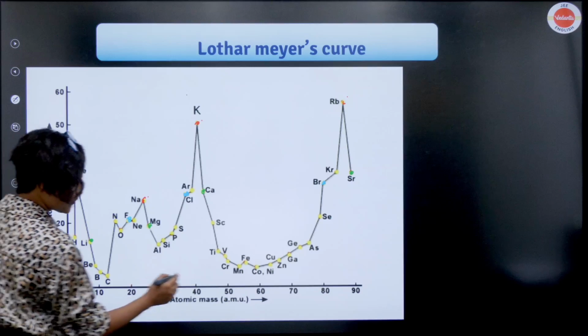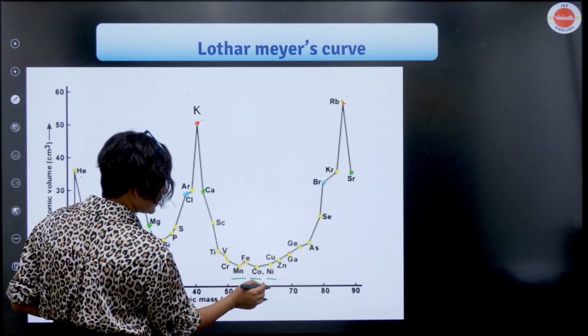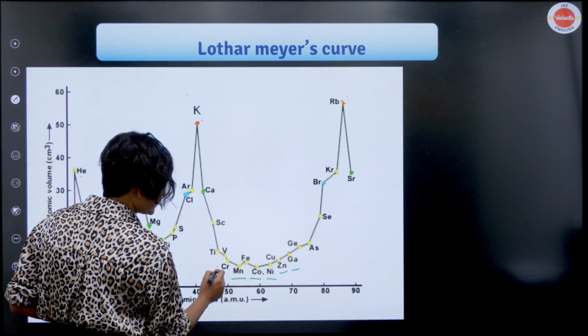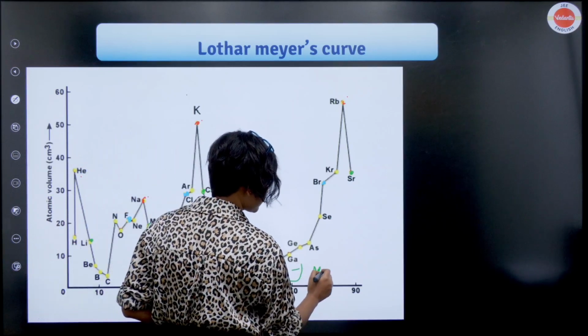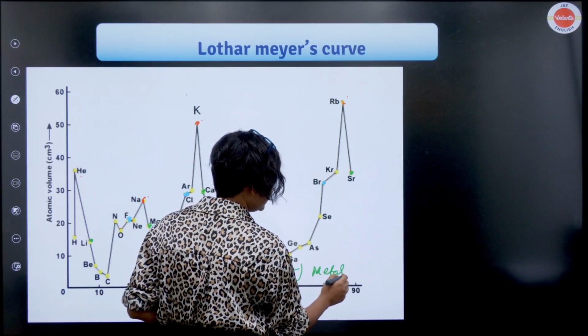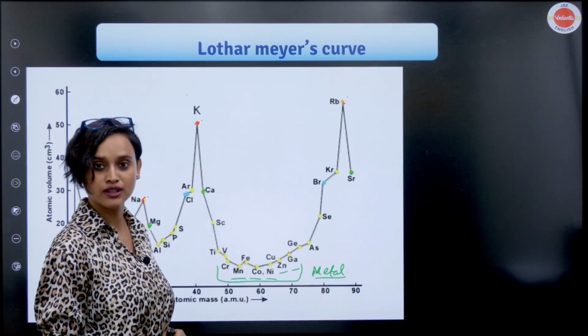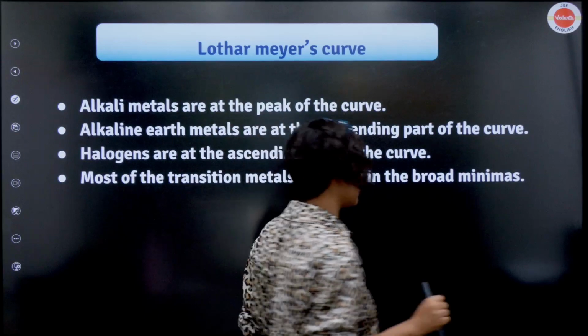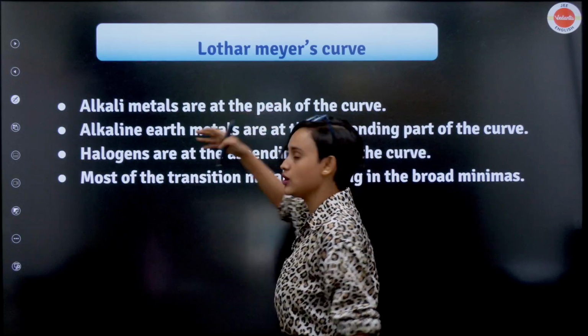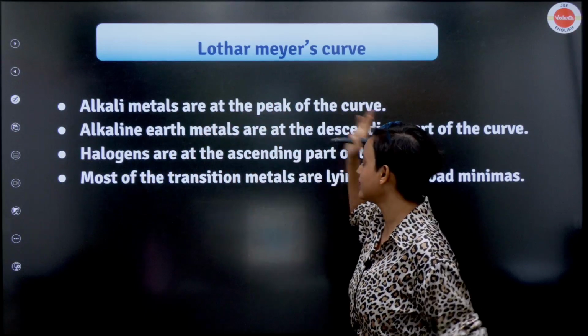And at the bottom part, if you see, here manganese, cobalt, nickel, zinc, gallium. At the bottom part, right here, you could find all the metals, or we can say the D block elements mostly. That's what he found out. So this was exceptionally great, right? So basically what I have just told you is what I am writing down here.